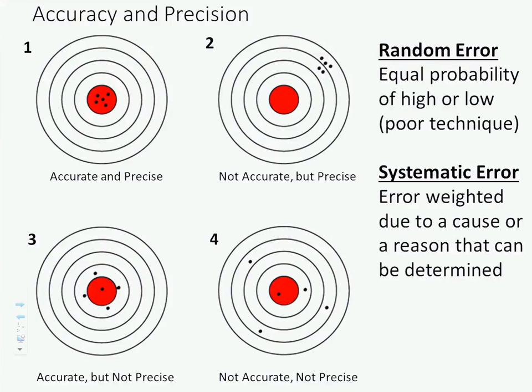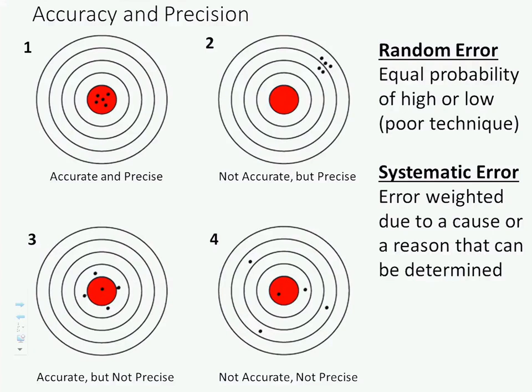Meaning, if you've got a person shooting, if they're like me and they've never actually shot an arrow before, I probably have a pretty good probability of shooting too high or too low at the target. Why? Because I have poor technique. I haven't been trained in how to shoot an arrow. So I have poor technique. If you think about the Olympics, that may or may not just have happened.